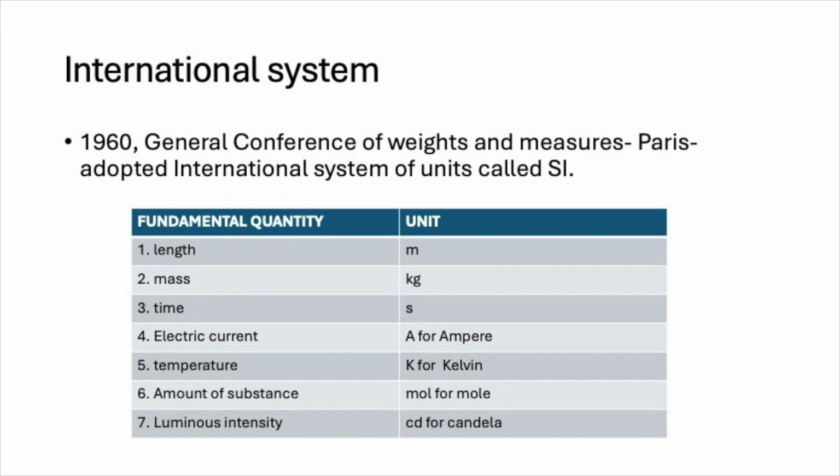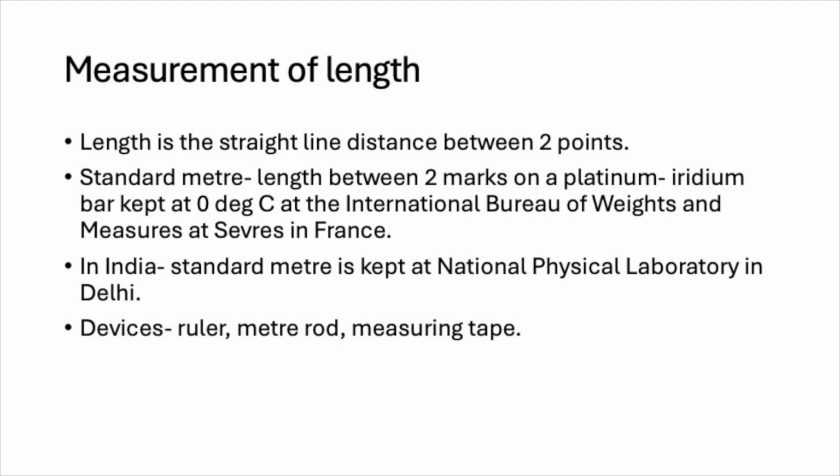International system. In 1960, General Conference of Weights and Measures in Paris adopted an international system of units called SI. Length was in meters, mass in kg, time in seconds, electric current amperes, temperature Kelvin, amount of substance mole, and luminous intensity candela.